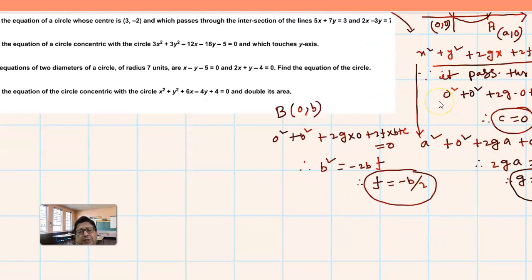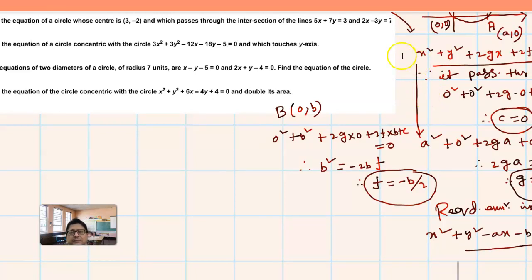Substitute there. So the required equation of the circle is going to be x square plus y square minus 2gx minus 2fy, with the values of g and f substituted. No c is there because c is equal to 0. This is the required equation of the circle.